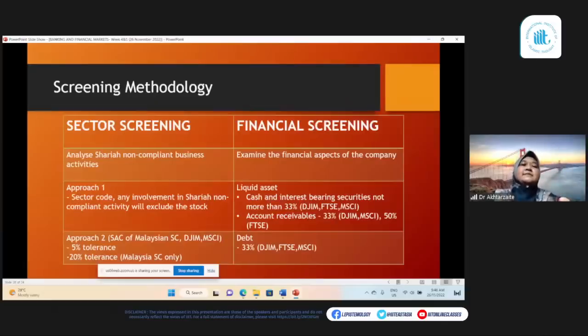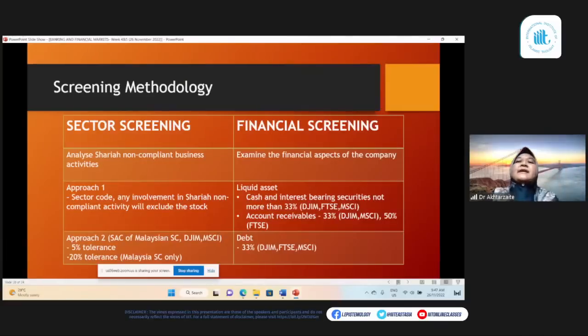They analyze non-compliant business activities, they look into the sector. There are two approaches. Approach one, the sector code: if there is any involvement in Sharia non-compliant activity, they will exclude. This is quite extreme, right? Approach two, which applies to the Securities Commission of Malaysia and also Dow Jones Islamic Index, MSCI, Morgan Stanley Capital Investment, has a tolerance level: 5% and 20% tolerance level in Malaysia only. The 5% is global. If we have more than 5% non-Sharia compliant, we will reject. Below 5%, still acceptable, right?